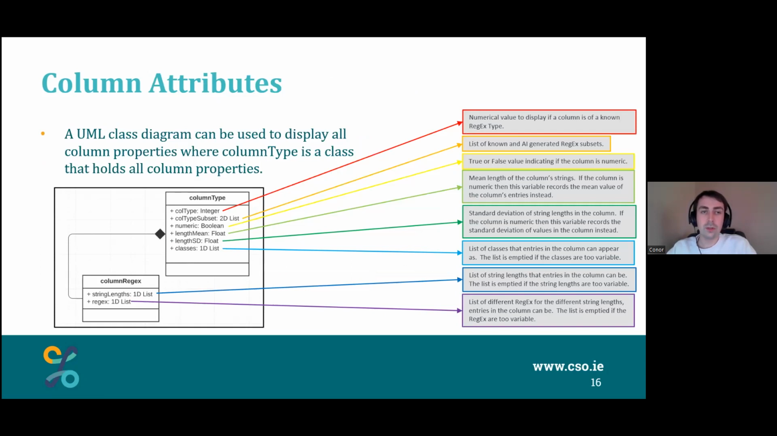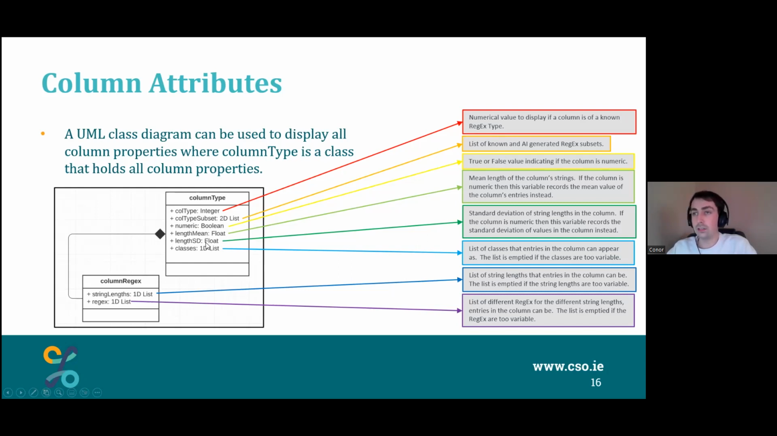Finally, we can use a UML class diagram to visualize all the properties that are recorded for every column. In red, we have what particular type of known RegEx a column contains, if any. In orange, we have a list of known and AI-generated RegExes that can appear in that column. In yellow, we have a simple Boolean, a true or false value, whether or not the value is numeric.